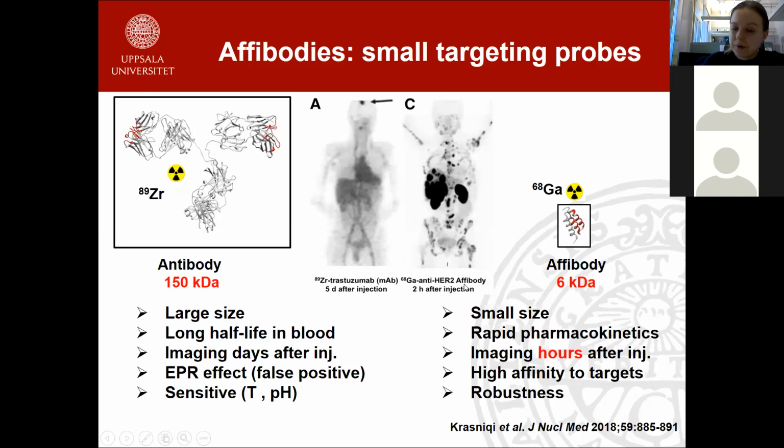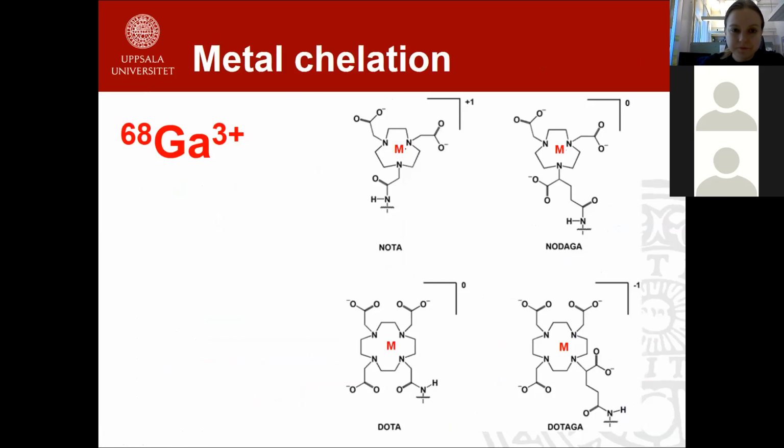But when we have a small tracer, it's excreted from blood very fast, so we have a very high contrast. We can see really on this patient individual metastasis in the bones, so it's a very late stage cancer. We see a lot of metastasis all over the body with a really, really high contrast. So that's how the size of the biomolecule can affect your final image.